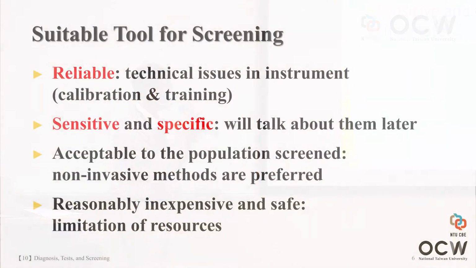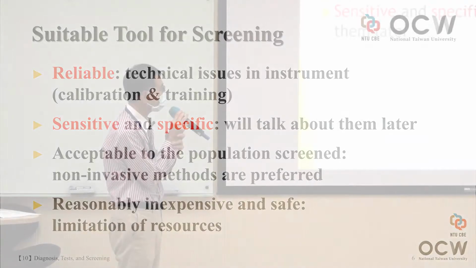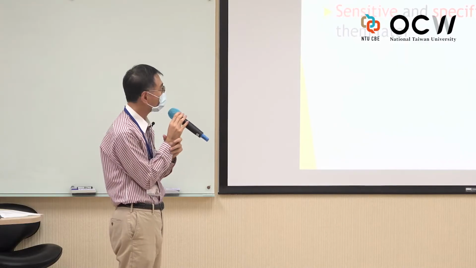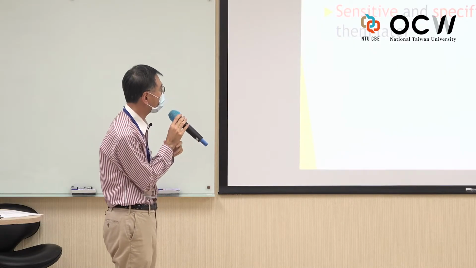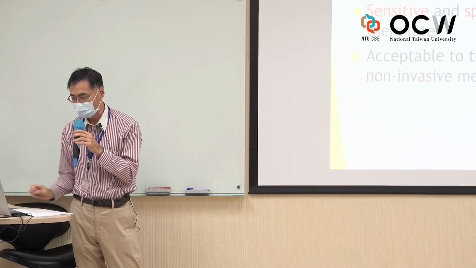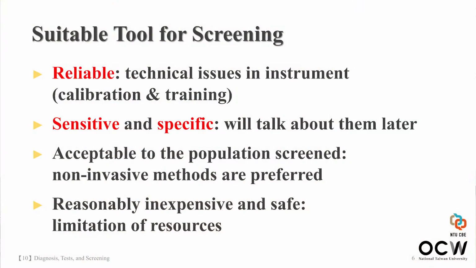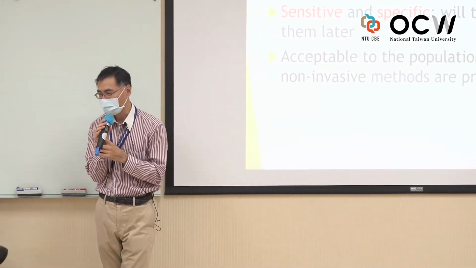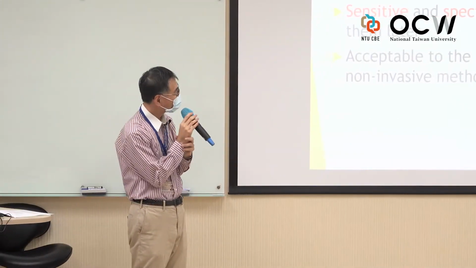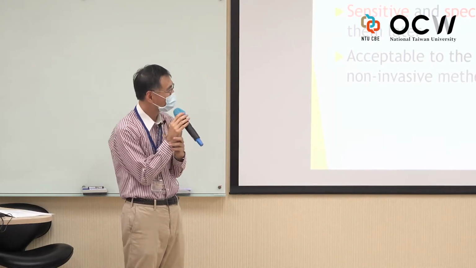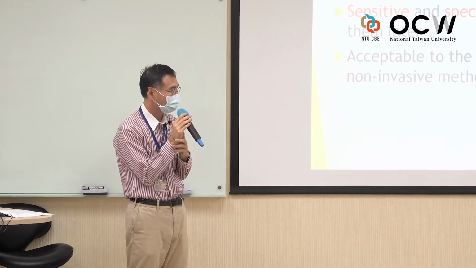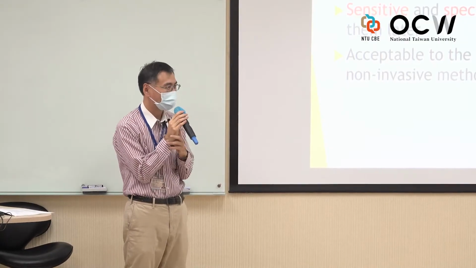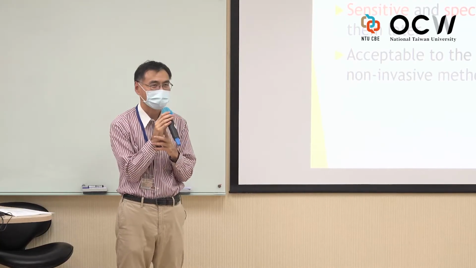Okay, and also it has to be sensitive and specific. We are going to talk later about sensitivity and specificity. Those are the indicators for validity. And it has to be acceptable to the population screened. Non-invasive methods are preferred. Some people hate to have blood drawn, right? And some people hate to be touched by other people. Some people hate to show or bring their urine or stool to the hospital or something, right?